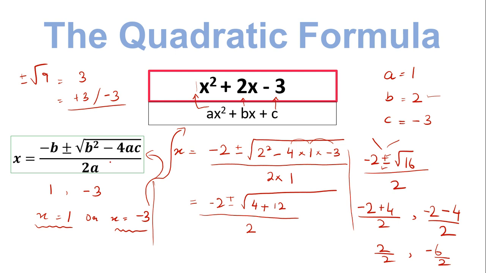Just try and memorize the quadratic formula: minus b plus minus square root of b squared minus 4ac over 2a. And then you can just figure out your a, b, and c. And then once you have those, you just put it in and you get your final answers. So that's pretty much it.